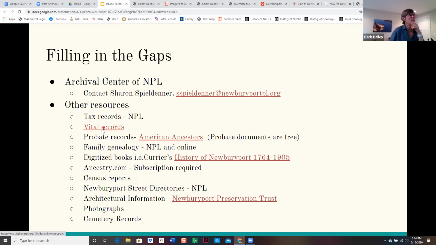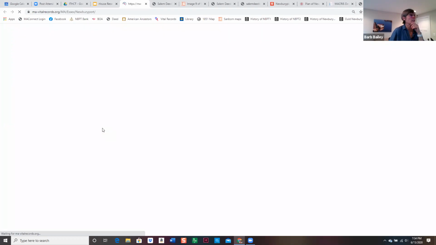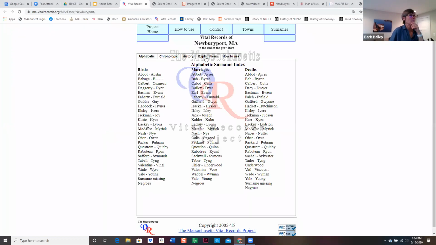So vital records is all digitized as well. These are Newburyport, and they have a whole bunch of towns throughout Massachusetts. I might have to go and see this Dockham person, maybe who he married, or when he died, what children they had. So vital records is really helpful if you have to start looking at family members.